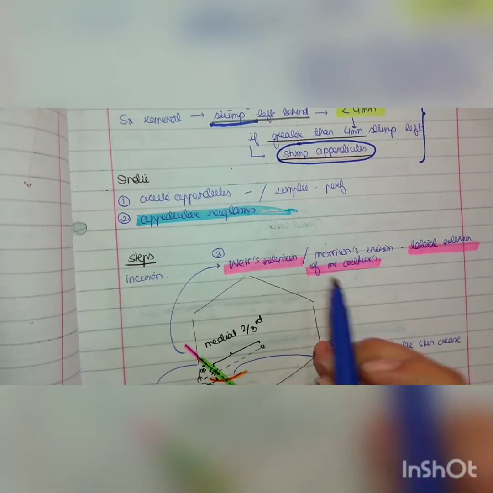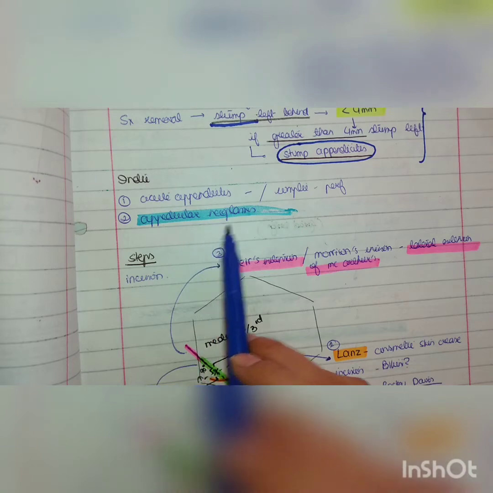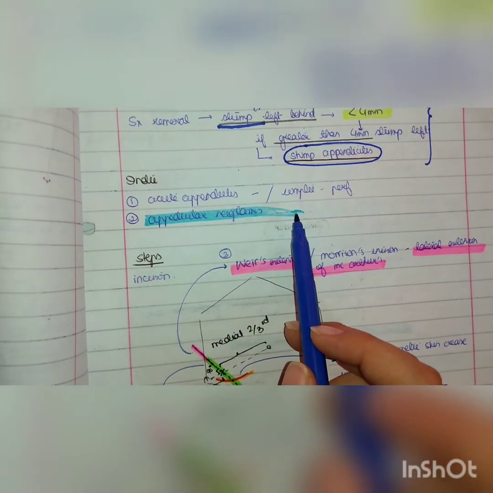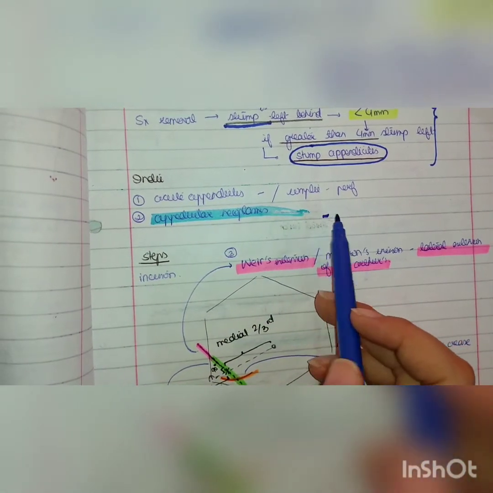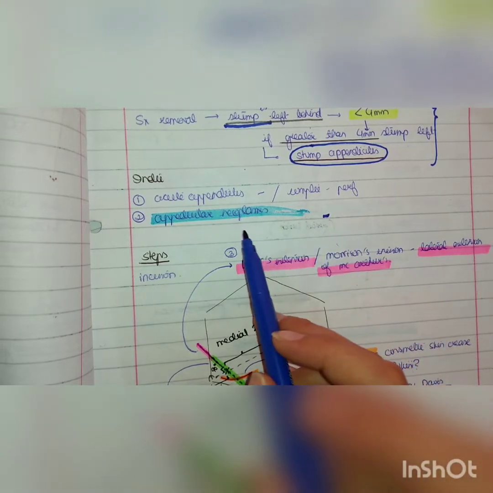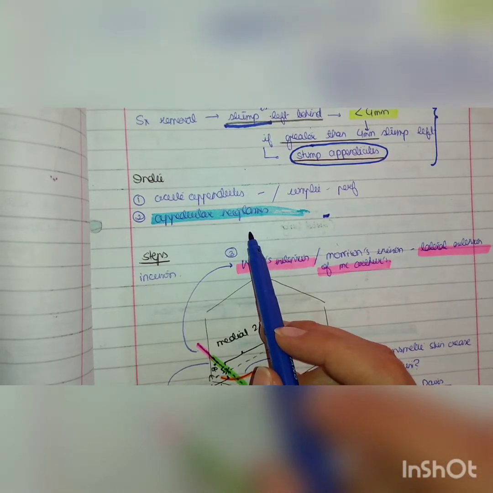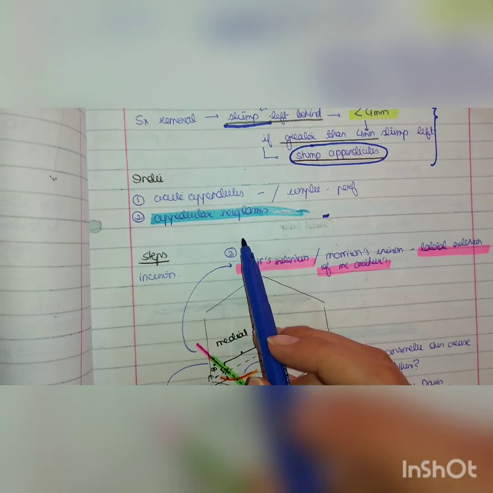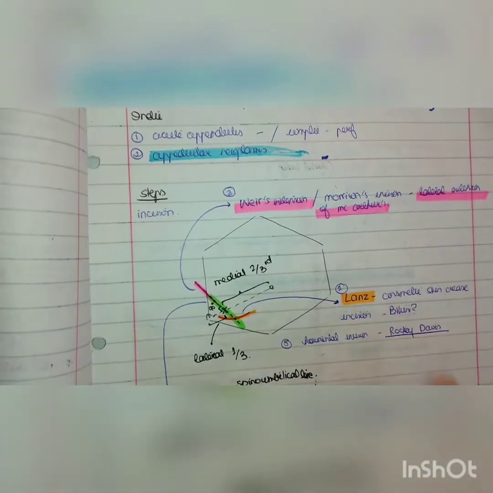Okay, so what are the indications? We know that acute appendicitis or any complications, or if it's perforated, or in case of perforation, we simply do a laparotomy because peritonitis occurs. And in case of appendicular neoplasms.